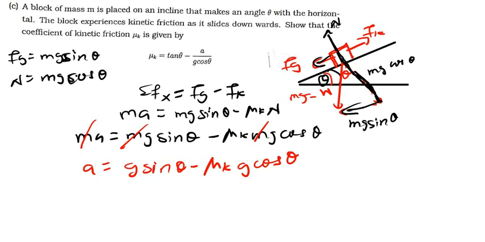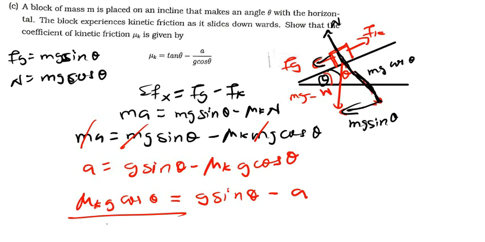In this case, if the question gives you the digits, then they'll ask you to find the acceleration. But here we want to make mu the subject of the formula. So what are we going to do? We are going to shift this to the left side and a to the right side. So then we have mu k g cos theta equal to g sine theta minus a. Let's divide both sides by g cos theta, even here g cos theta. I need more space.